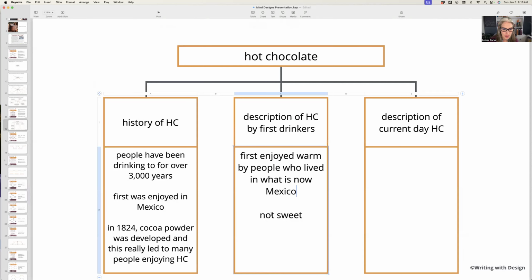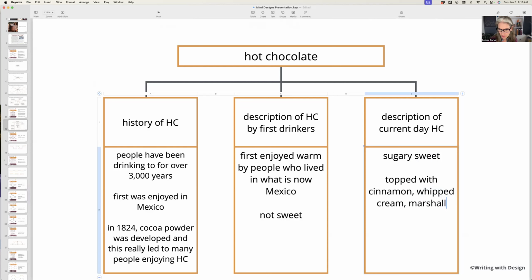And then we can say not sweet. Okay. Description of current day hot chocolate. It is usually very sugary, sugary sweet, topped with cinnamon, whipped cream, marshmallows. Sometimes it's made with water or milk.